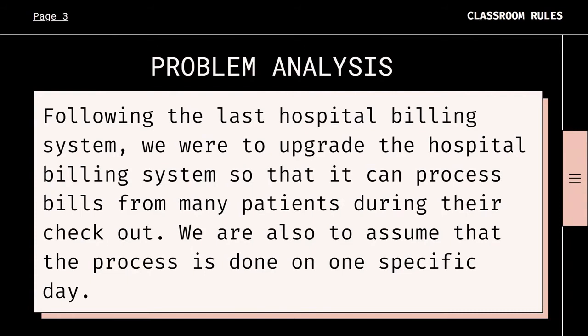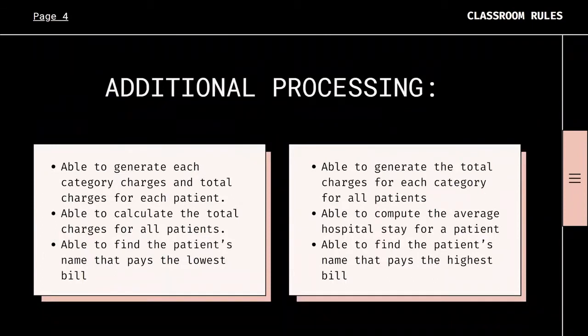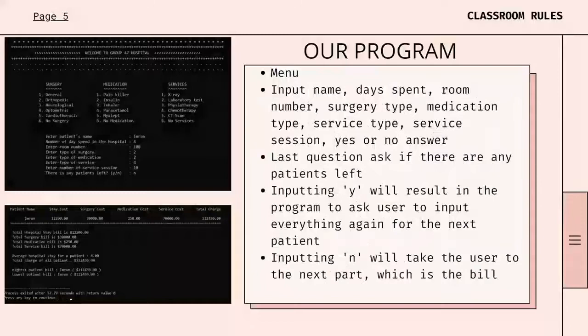Continuing from Hackathon 3, which was to develop a hospital billing system for a small private hospital, we need to upgrade it so that it can do this additional processing, which is to generate each category charges and total charges for each patient, calculate the total charges for all patients, find the patient's name that pays the lowest bill, generate the total charges for each category for all patients, compute the average hospital stay for a patient, and lastly, find the patient's name that pays the highest bill.